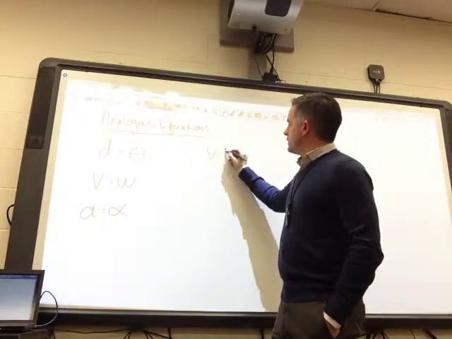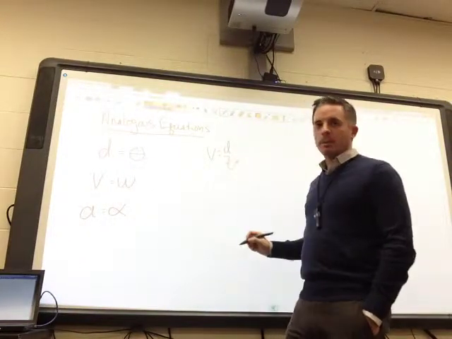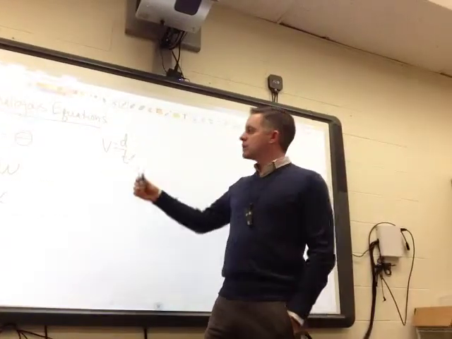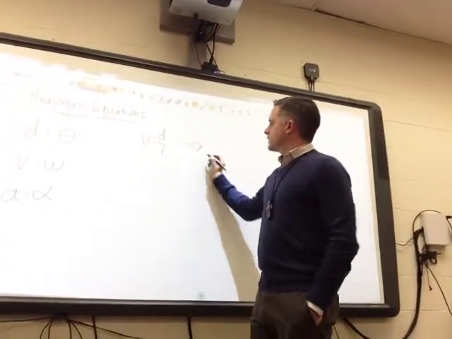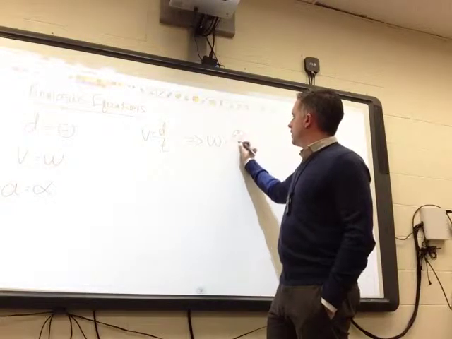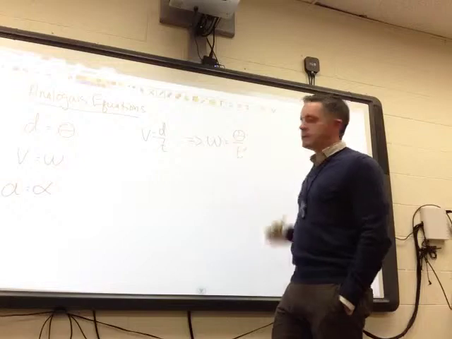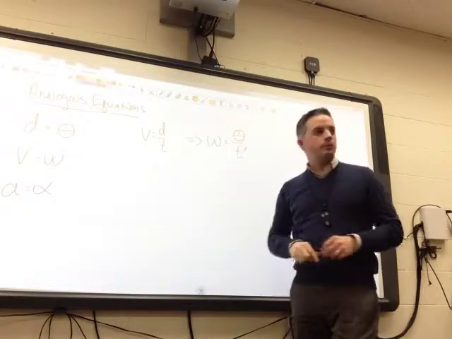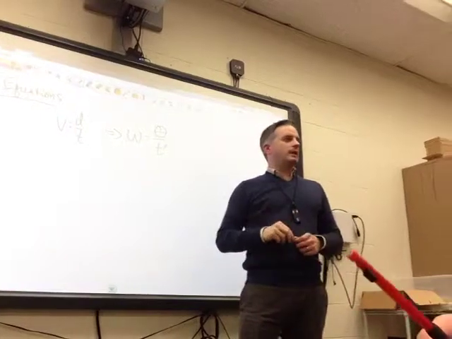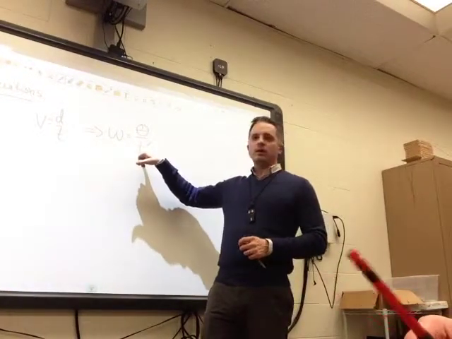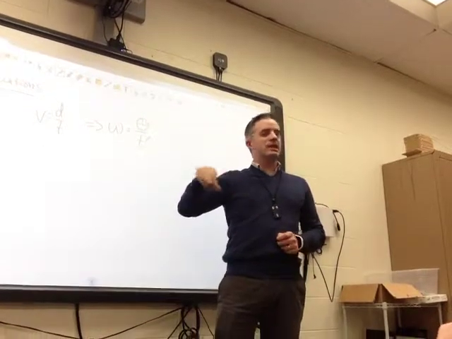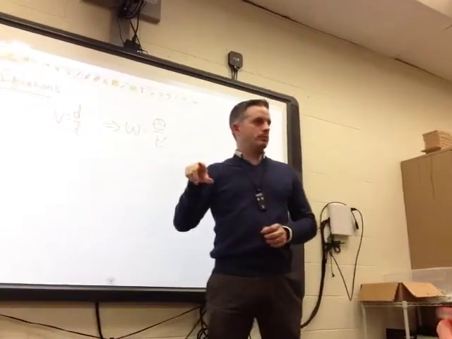We know that v equals d over t. Very simple. If we put this in terms of circular motion, its analogous equation would be omega equals theta over t. The slight difference is that typically your t here is the period, the time it takes to go around once. It's still time, it just has a slightly different definition.